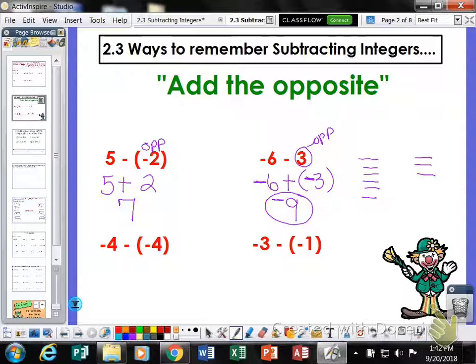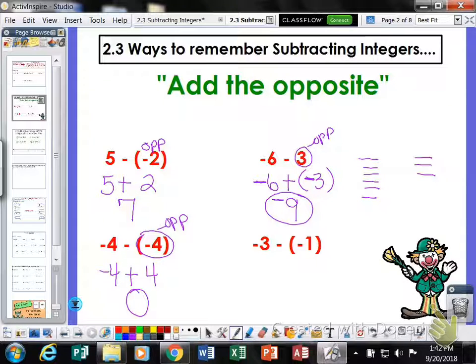Negative 4 minus a negative 4, so we want to keep the first number, and we're going to add. I want the opposite of negative 4, which is positive 4. So here, these are inverses of each other. Negative, positive, they're opposites. Opposites or inverses is 0.